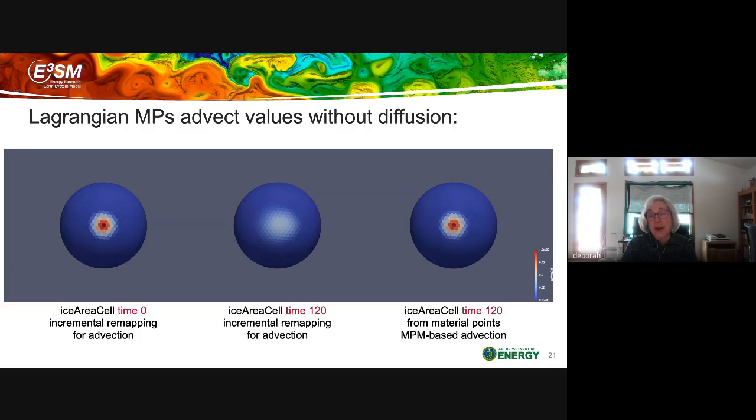And just to contrast that with a mesh-based advection scheme, if I look at a cosine bell distribution of ice at time 0, and use the MPAS advection scheme, which is called incremental remapping, after 120 steps going around the sphere and coming back, this is what that concentration looks like. With MPM, in fact, the error is 0 between these.